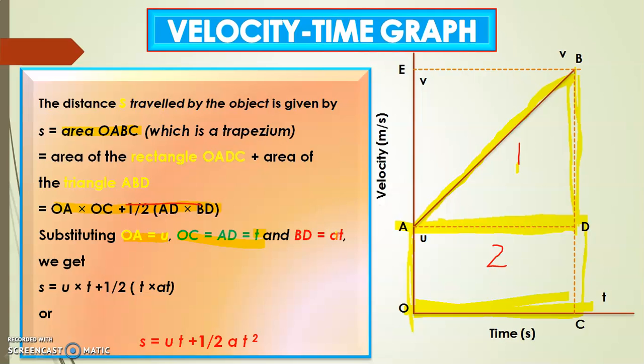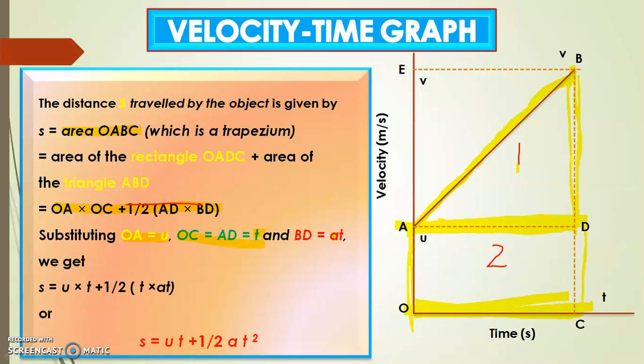Clear? So velocity is equal to acceleration into time. Why is BD the change in velocity? Because here at the point parallel to D, this is point U and this is point V. So BD is equal to V minus U, that is the change in velocity.